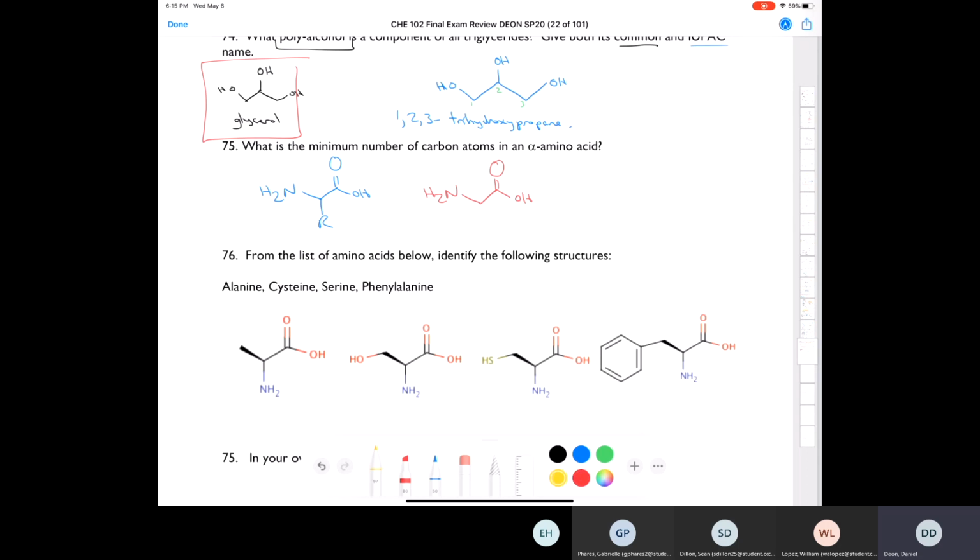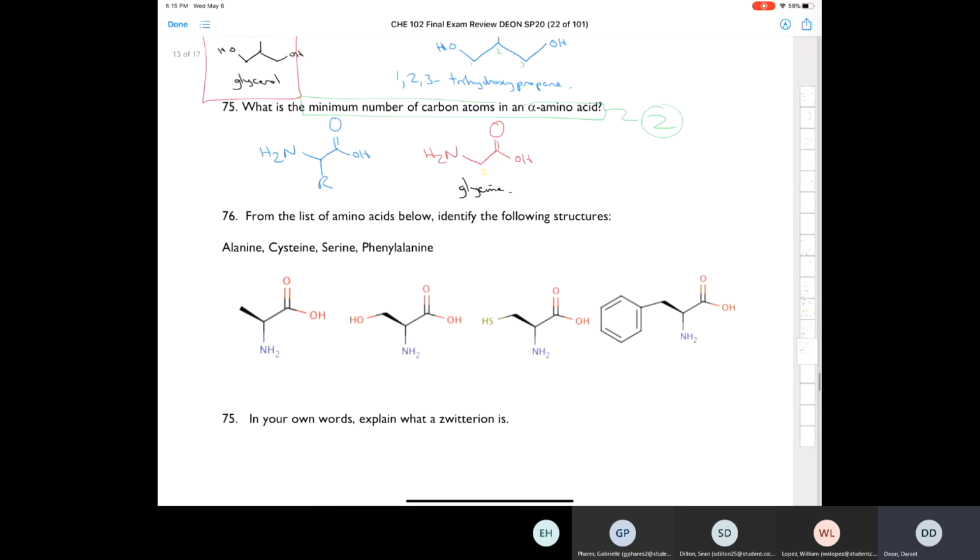And how many carbon atoms are in this? There's only 2, right? So that's the minimum number of carbons you could have in an alpha amino acid, would be 2, all right? Because this is glycine. And again, you don't even have to know the name of glycine or anything. You just have to know that that's the least amount of carbons you could have.